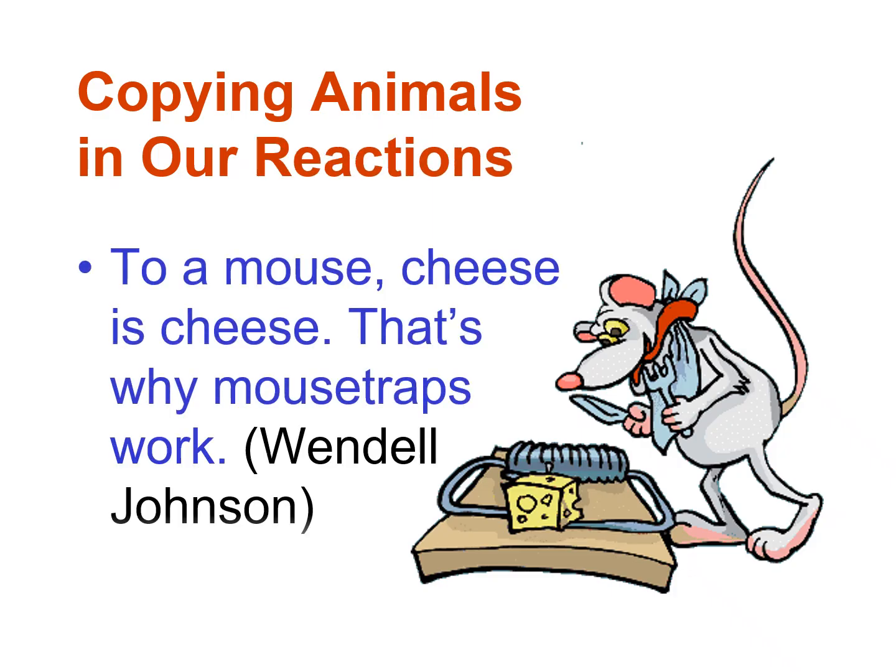According to Wendell Johnson, mouse traps work because to a mouse, cheese is cheese. They're not capable of subtle differentiations. If humans react as if 13 is 13 regardless of context, or if who can be only a question and not a name, then we are copying animals in our reactions. We are evoking type 2 instead of type 3 reactions.